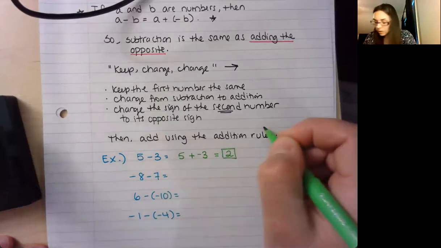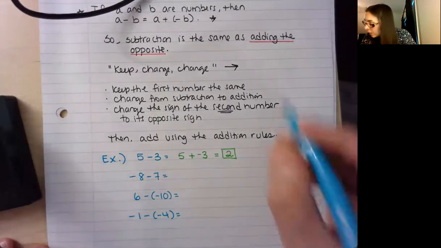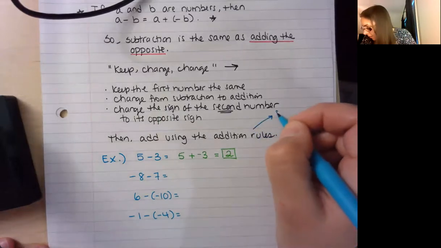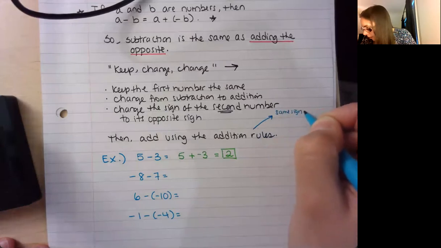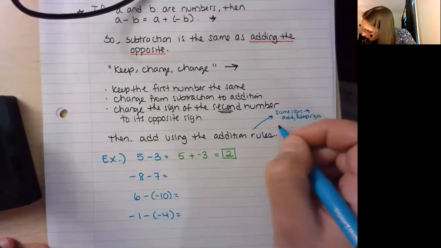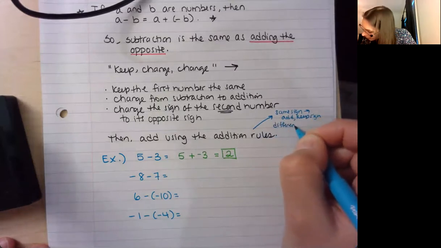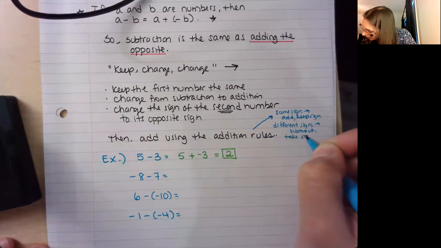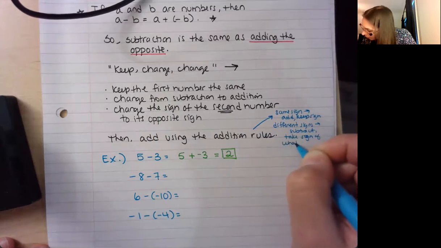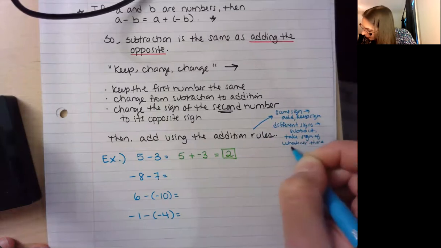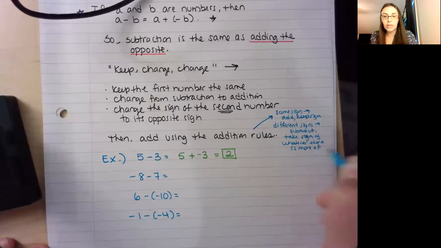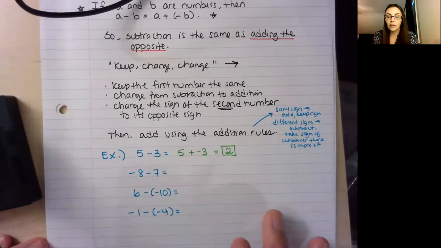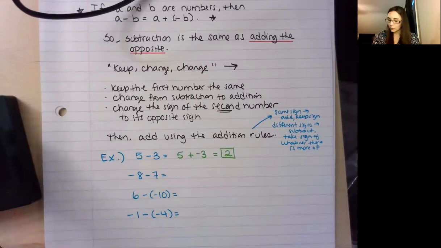Okay. So if you need your addition rules, you're going to have to go back and review them. But really quickly, if it's the same sign, we add and keep the sign. And if we have different signs, we subtract and take the sign of whichever there is more of. Okay, so again, if you need to go back and review, go watch that previous video again. But there's just the quick reminder for those adding rules.